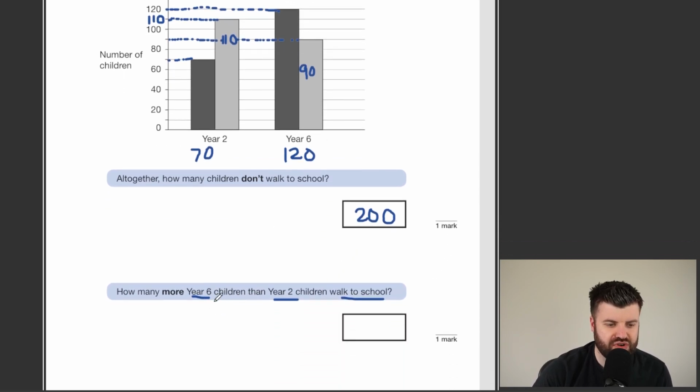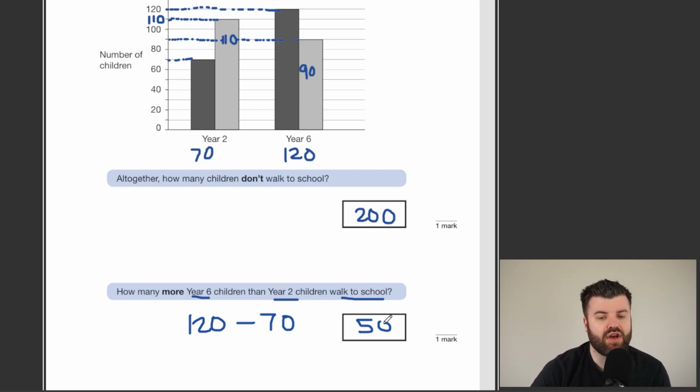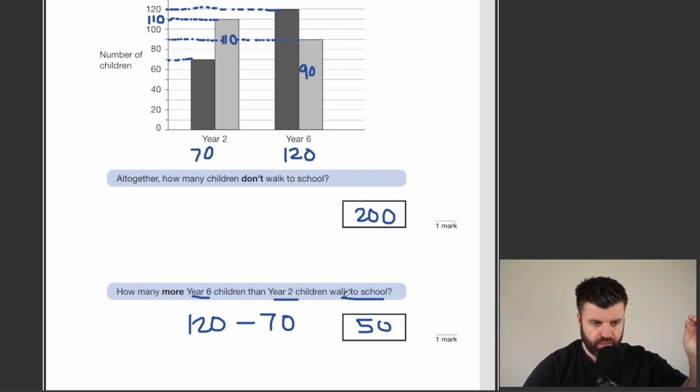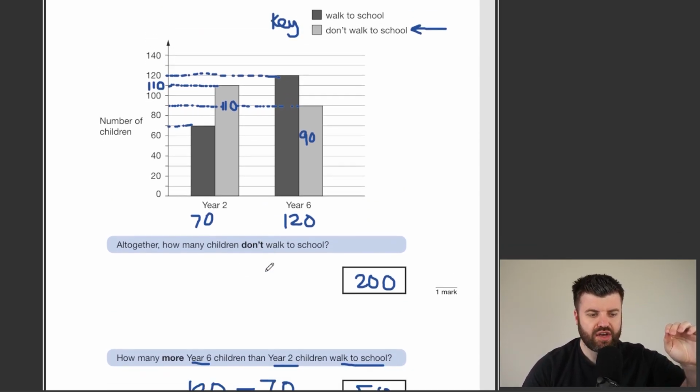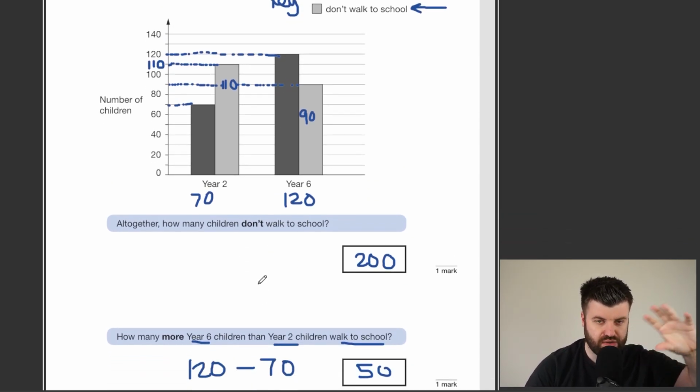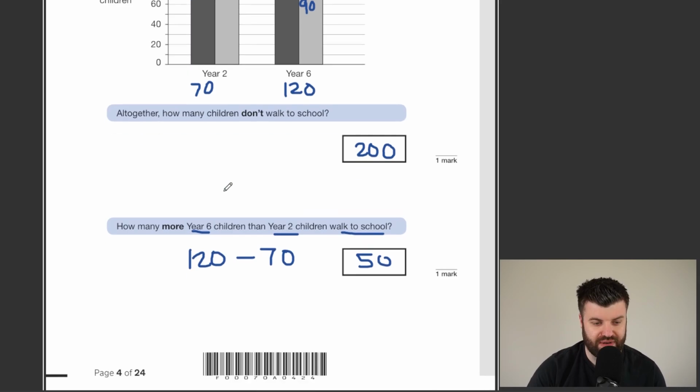So how many more children in year 6 walk to school? So it's 120 children in year 6. We take away the 70 children in year 2, and we're left with just 50. Very often in these types of questions, where we have lots of information going on, you'll see it split into 2 like this, where you use lots of different parts of the graph. We actually used every single part of the graph in here in order to answer all of these questions.